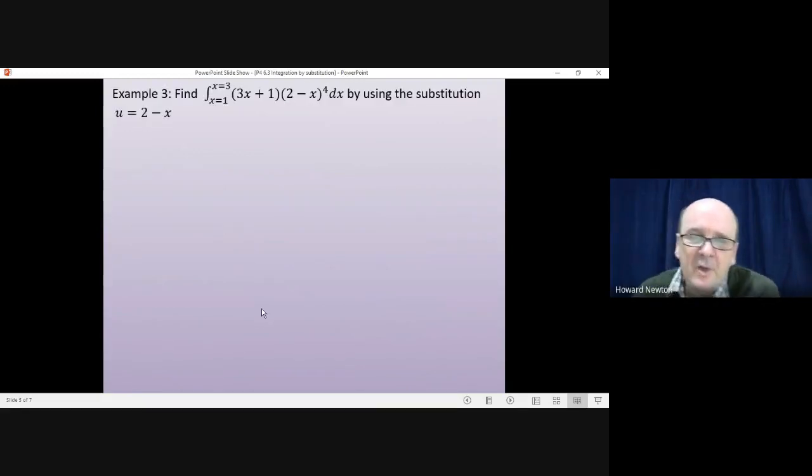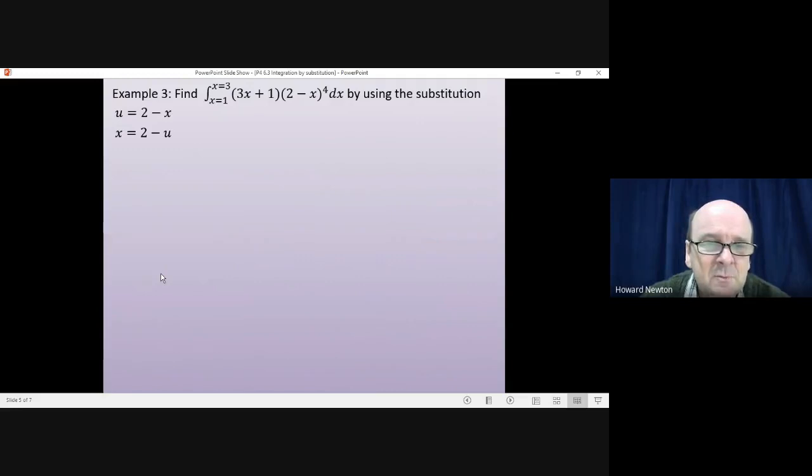Okay, example 3. The only thing that's been added to this example is we now have limits. And that does just add one extra thing that you need to take care of. So we're doing this integration between x equals 1 and x equals 3, using the substitution u equals 2 minus x. And again, that substitution's been used because this bracket here is 2 minus x. And that's what makes the thing simpler.